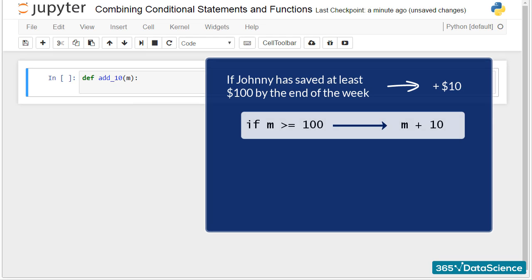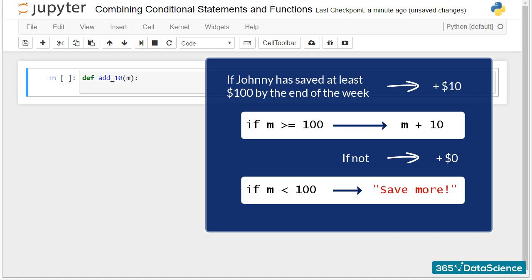If m is greater than or equal to 100, then add 10 to the saved amount. If it is not, return a statement that lets us know Johnny should save more. That is, if m is greater than or equal to 100, let m assume the value of m plus 10.